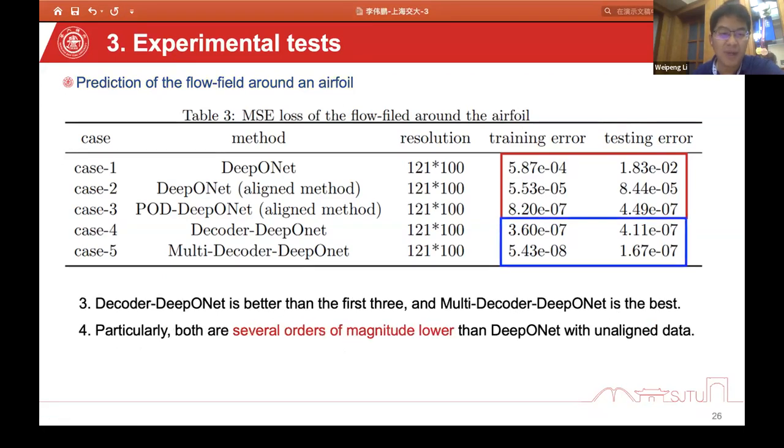And if we compare the Decoder-DeepONet with the first three cases, we can see that the Decoder-DeepONet is better than the first three, and the multi-decoder is the best, particularly. These two cases are several orders of magnitude lower in error than the first case with aligned data.